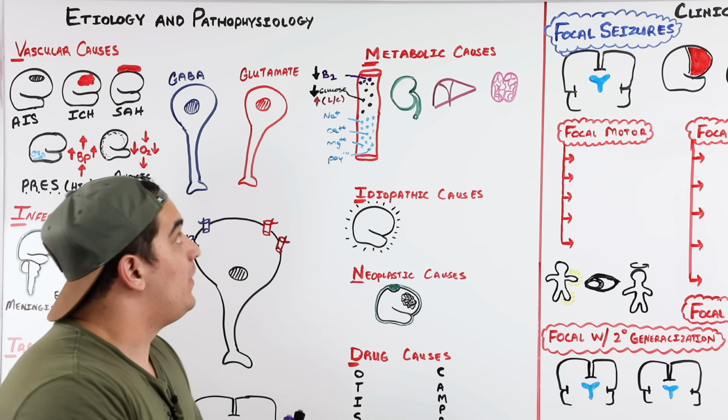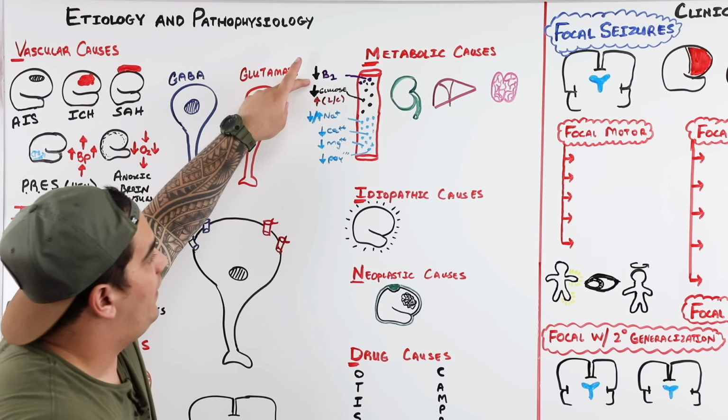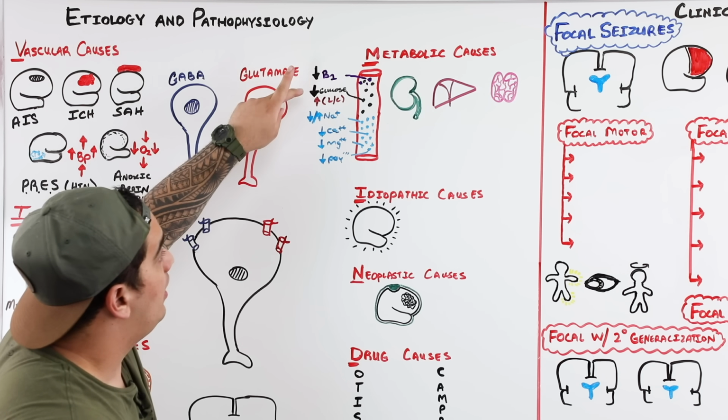So again, what are the metabolic nutrient molecules that are important to remember? A deficiency in thiamine, low glucose, hypoglycemia, less common, hyperglycemia. Hyponatremia, more common. Hypernatremia, a little bit less. And then hypocalcemia, hypomagnesemia, hypophosphatemia. These are the potential triggers with this aspect of the metabolic causes.